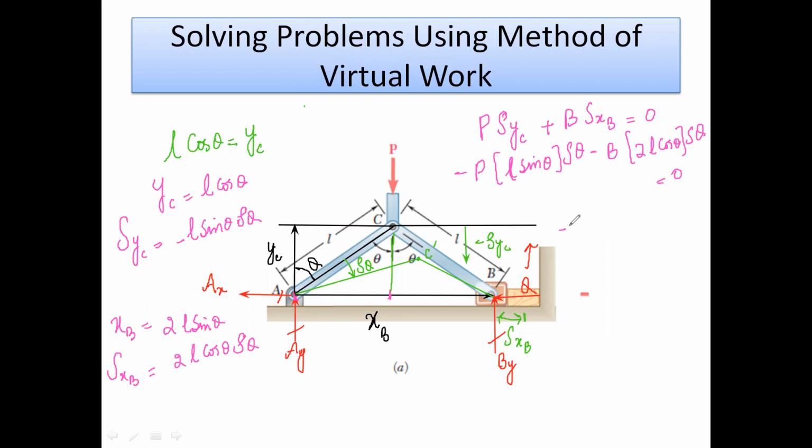So we'll write minus P L, or let us clean it a bit.